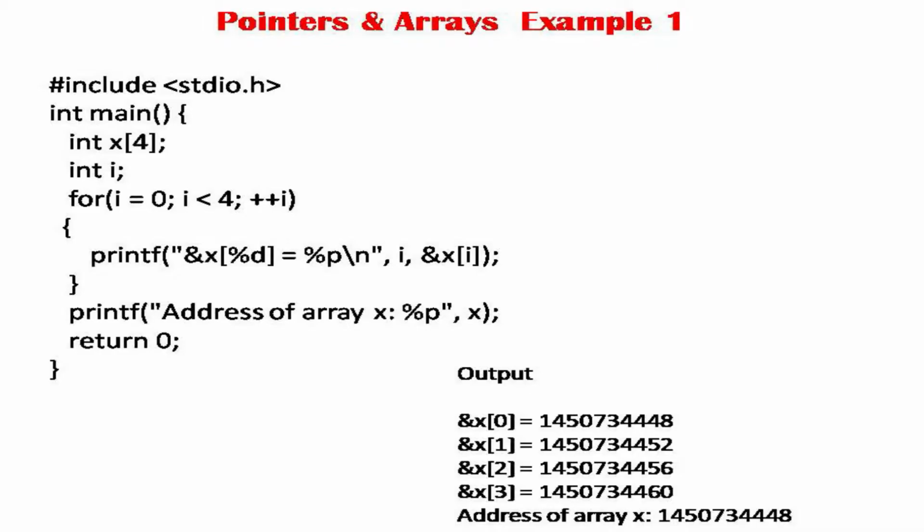Now look at the first line in the output and the last line. The first line prints the address of x of 0, which is 1450734448. Then consecutively 52, 56 and 60. Those are the consecutive addresses that you see.